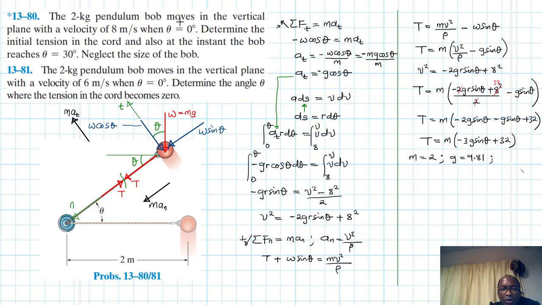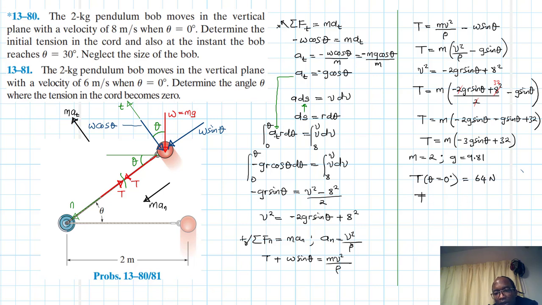our theta will just change depending on which one we are getting. So the tension when theta is equal to 0 degrees is just going to be equal to 64 newtons. Okay, 64 newtons.